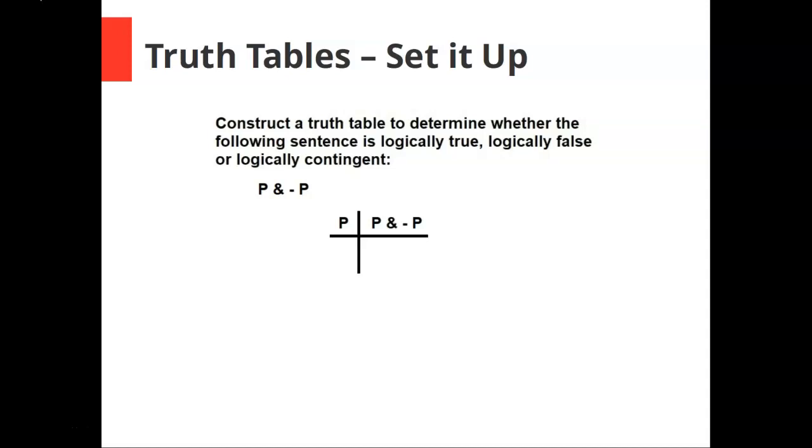In the lower left-hand corner, we have every possibility. And because we only have one simple sentence, there are only 2 possibilities. P could be true or P could be false. Now we have our truth table set up. Now we have to fill it in. We have, again, in this example, 2 operators, and there is a specific order that we have to go in.